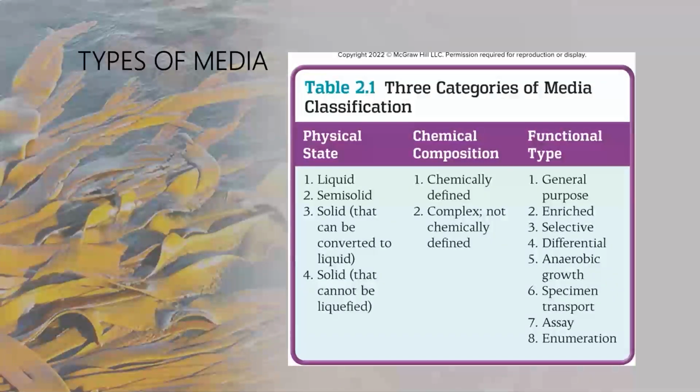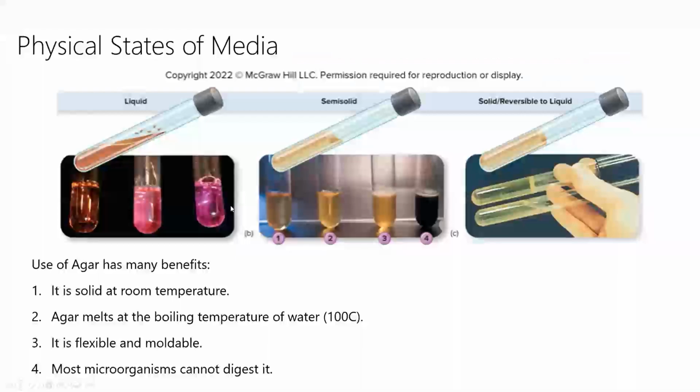And then the function. So am I using the general purpose, grow anything and everything just to see what I've got? Or am I trying to separate things using selective or differential media? Or am I trying to count it or enumerate it? What's the goal of my project? So we're going to go in a little bit more on each of these.